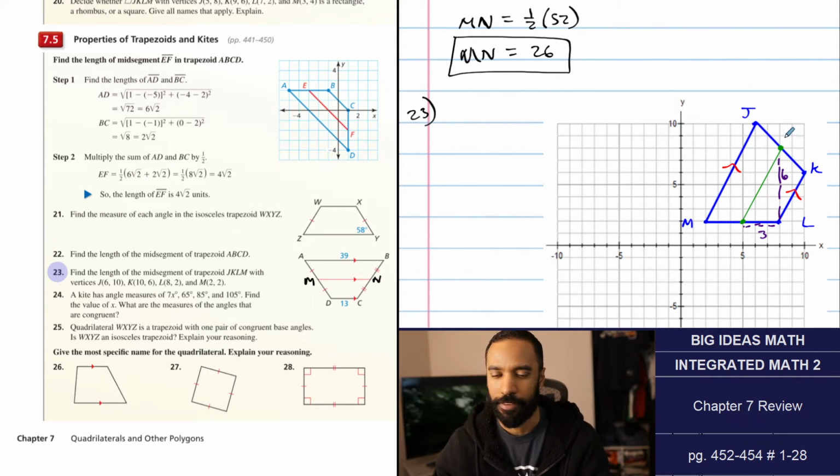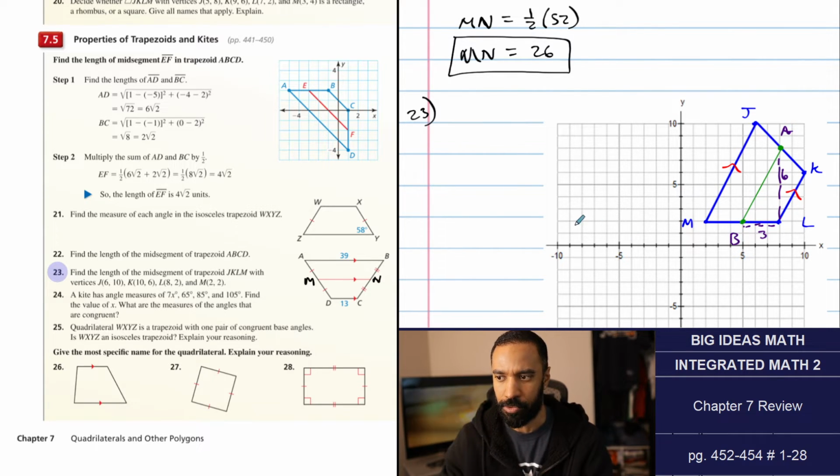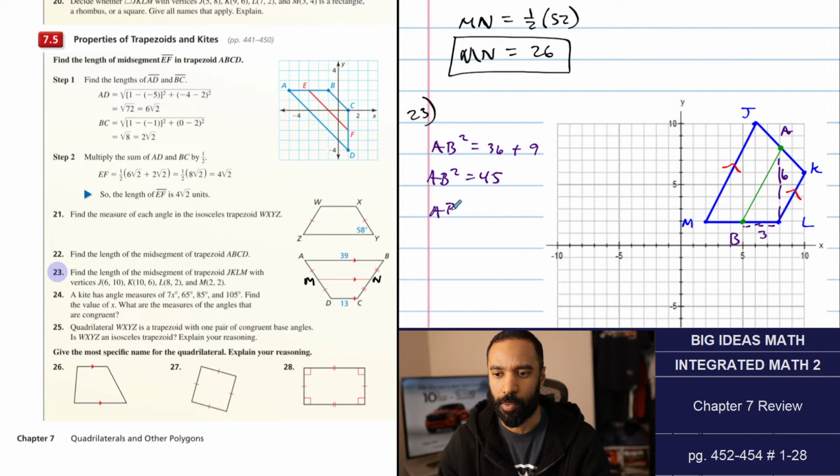So if I call it, how about AB this time, just because they use M already. The length of AB is 6 squared plus 3 squared. So AB is the square root of 45, which is 3 root 5 if you simplify the radical.